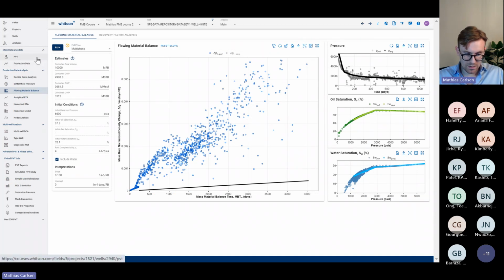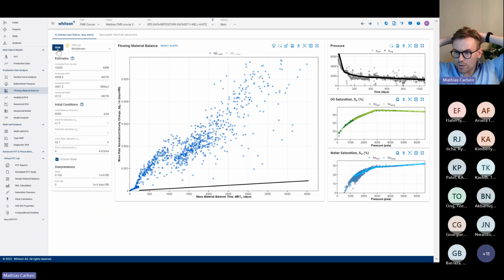Again, just PVT, make sure that you're on the kite well. Just click save there, go straight to flow material balance and click run. And once you're there, don't touch anything. I'll go through everything with you, so that you have some knowledge about it. I'll give everybody 10 seconds here. 15, actually, that's what I'm going to do.